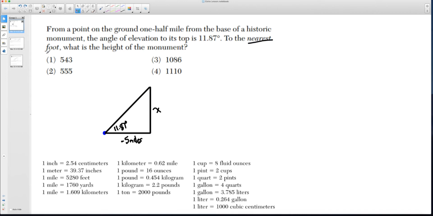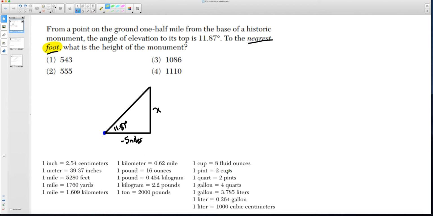So hopefully you realize that we have a slight issue in the fact that we're dealing with miles, but we want to be in feet. So it's kind of your call. You can either convert now or convert at the very end. I am going to choose to convert now. So the conversion needs to be miles and feet.